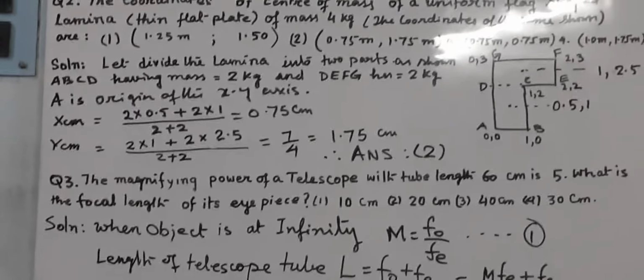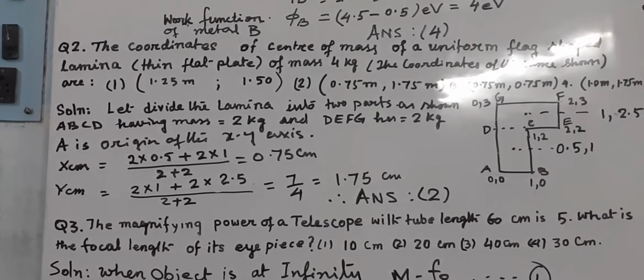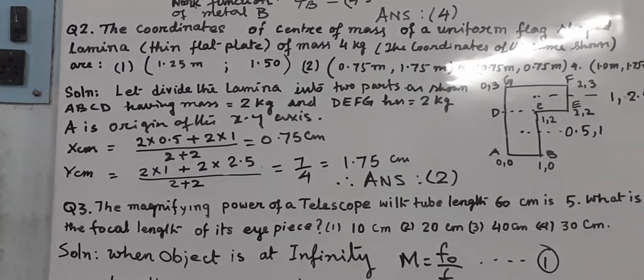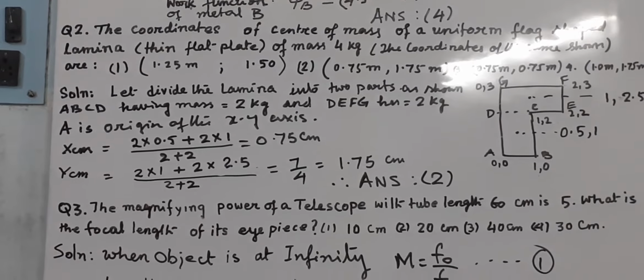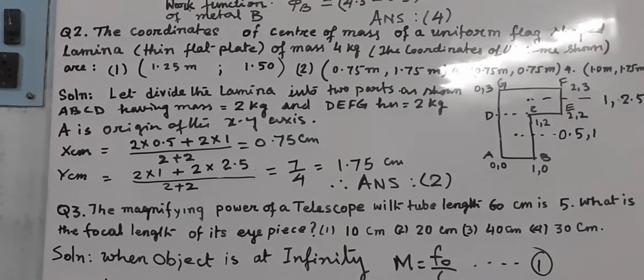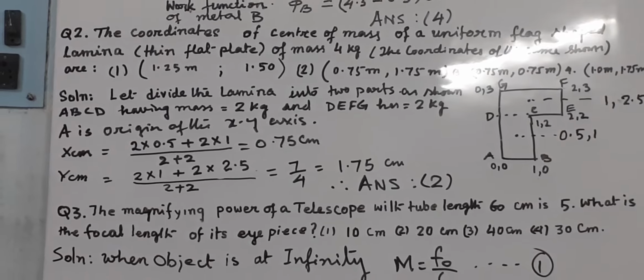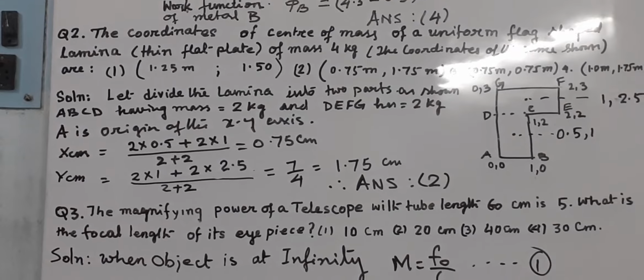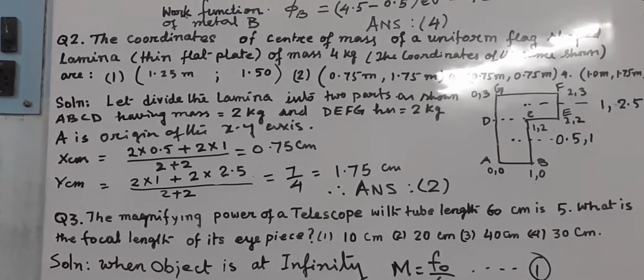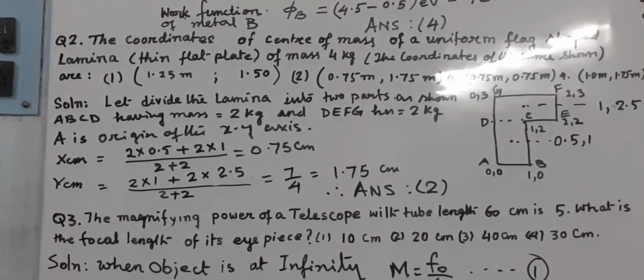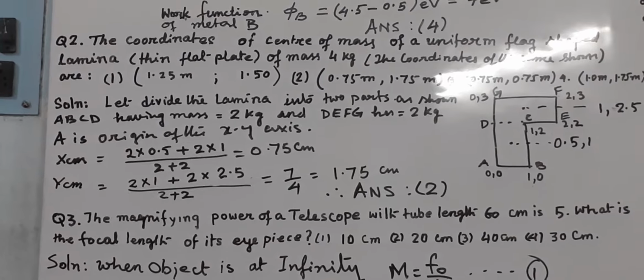Come to the next question, question number 2. The coordinates of center of mass of a uniform flat shaped lamina, a thin flat plate of mass 4 kg. The coordinates of the same are shown. We have to find out the center of mass. There are 4 choices. Let us start.